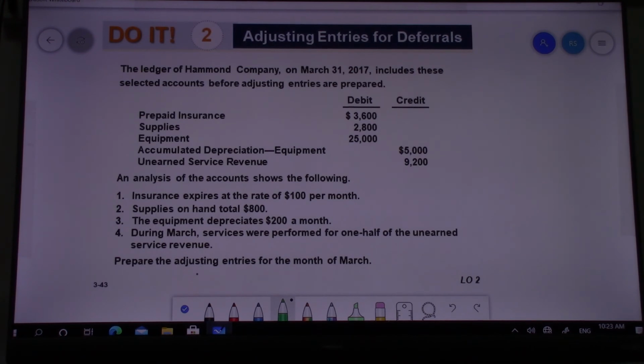Okay, the ledger of Hammond Company on March 31st, 2017 includes these selected accounts before the adjusting entries are prepared. We have prepaid insurance, $3,600. We have supplies, $2,800. Equipment, $25,000. Accumulated depreciation, $5,000. And unearned service revenue, $9,200. An analysis of the accounts shows the following. Number 1, insurance expires at the rate of $100 per month, and you are required to prepare adjusting entry for the month of March.